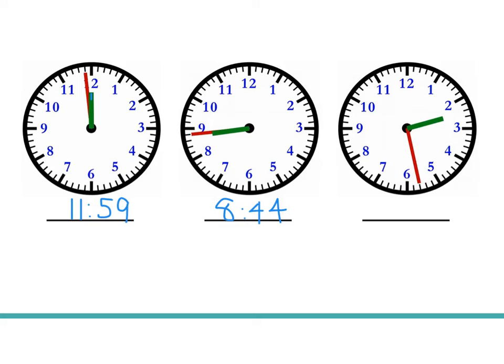Let's look at this last one. So we can easily see the green, the shorthand, is the hour. So it's in between 2 and 3. So we know that it's 2 o'clock something. And then let's count by fives. Start up here, 0, 5, 10, 15, 20, 25, 26, 27, 28. So it is 2:28 on that clock.